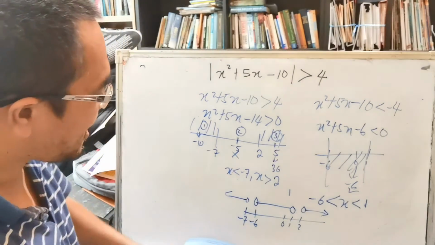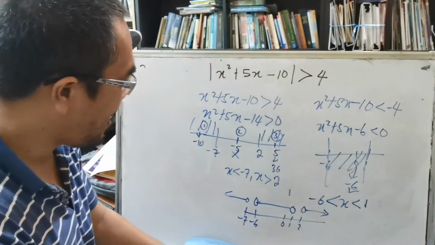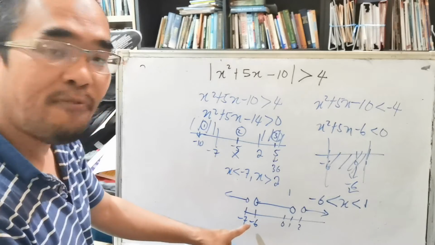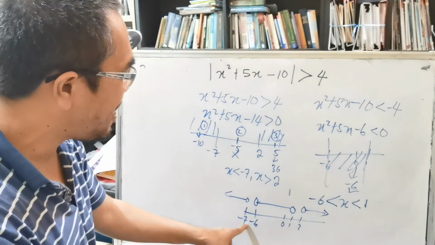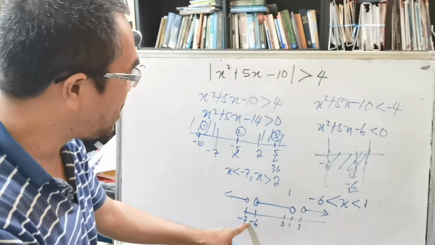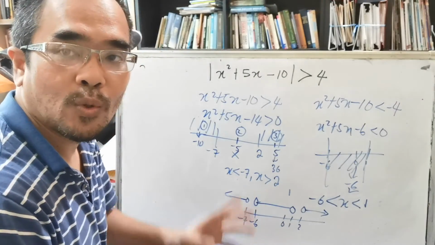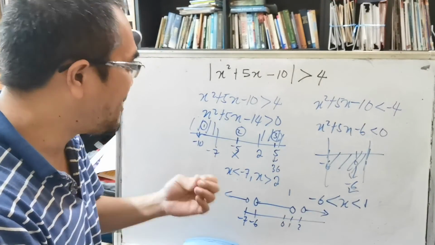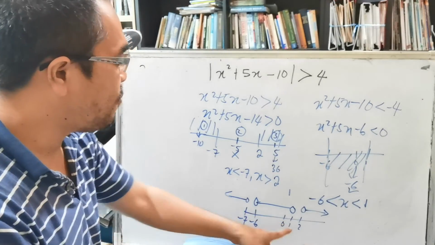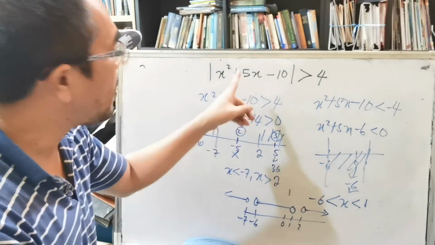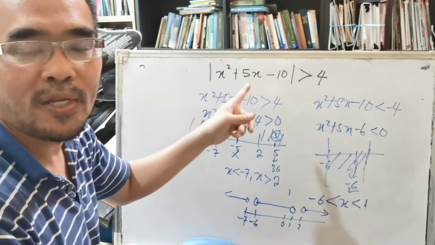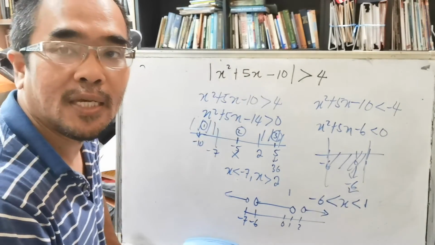So in this case the exceptions are values between -7 and -6, and values between 1 and 2. So these values will not be there. For example 1.1, if you replace 1.1, it will not fulfill the requirement of this inequality.